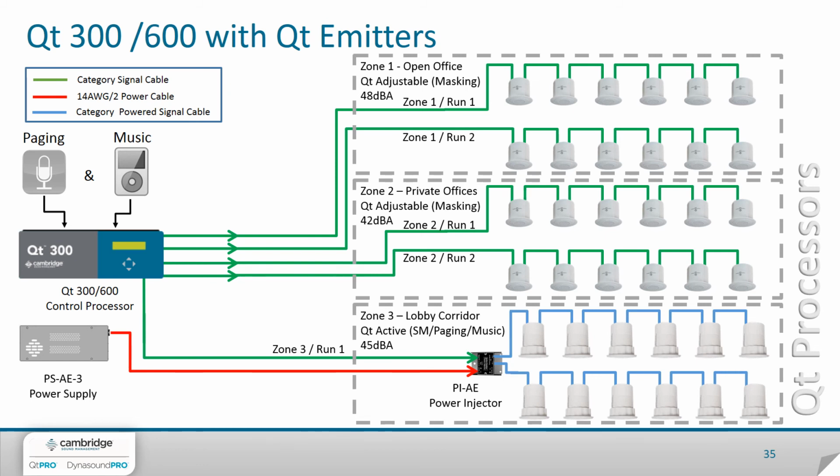2 important things to note here. Each sound masking and audio input level is controlled on a per zone basis, meaning both Run 1 and Run 2 receive the same signals and adjustments. The other is that the emitter type is selectable on a per-zone basis, and thus each different QT emitter type requires separate zones.